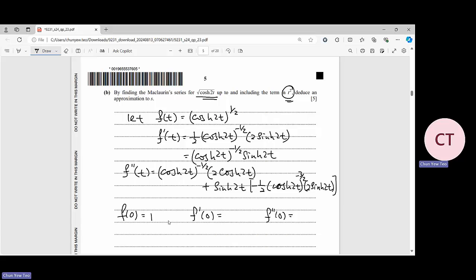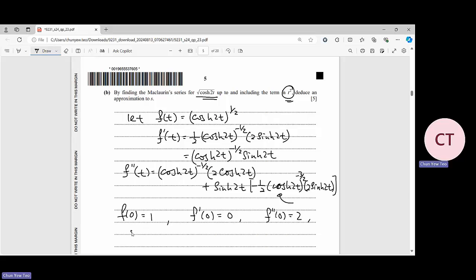Okay, directly. Then if I put 0 inside here, f prime 0, you can see that the sine 0 is a 0. So this one will be a 0. Then the last part, the second prime, over here, if I put 0 inside, I get a 2. And then if I put a 0 inside here, I get a 0. So this f second prime is a 2. F second prime of 0 is a 2.